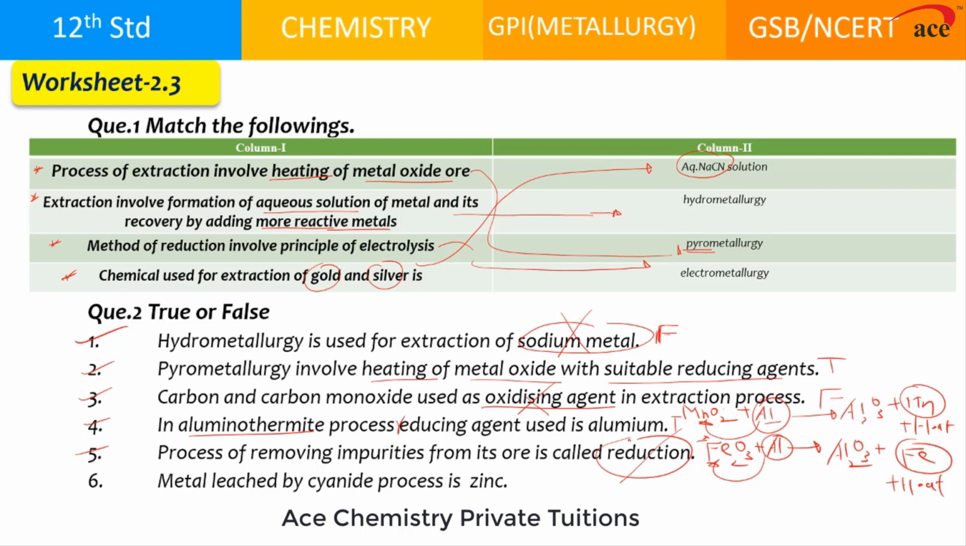The process of removing impurities from ore is called reduction. No, reduction is carried out to remove oxygen from the metal oxide to convert it into what? Crude metal. So this process should be what? Concentration, and this statement is false. Metal leached by cyanide process is zinc. No. Mostly we use what? Silver and gold metal for the extraction.